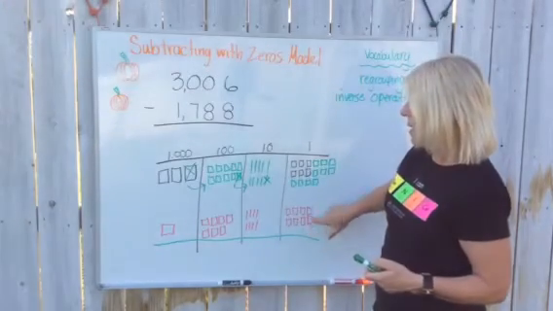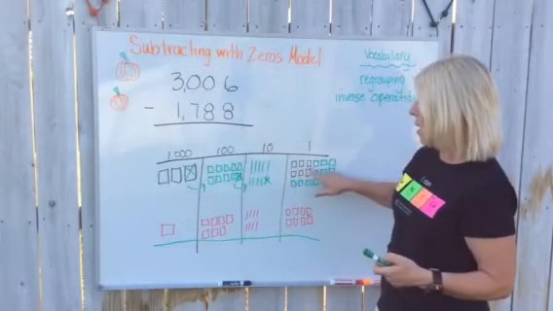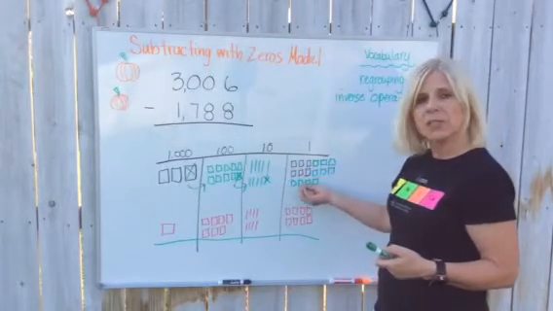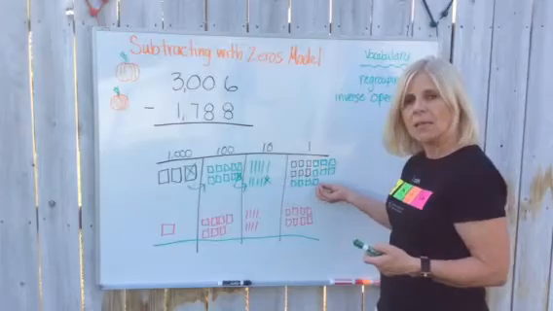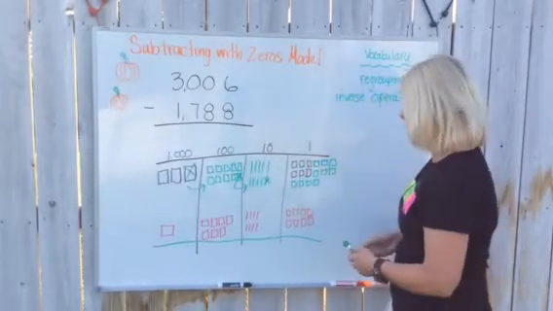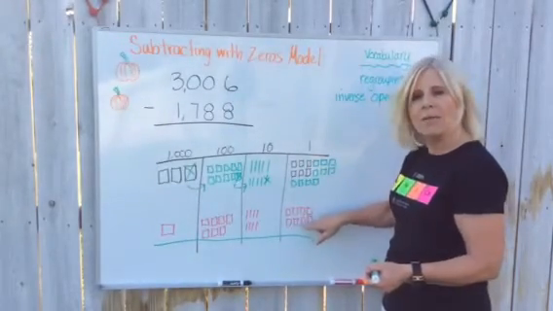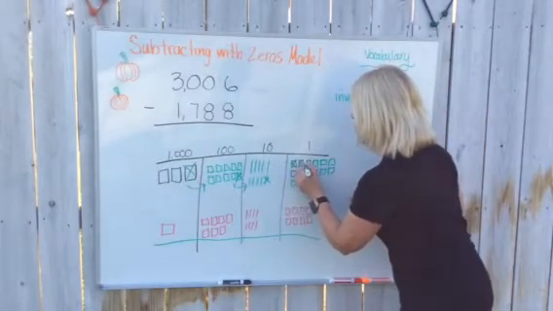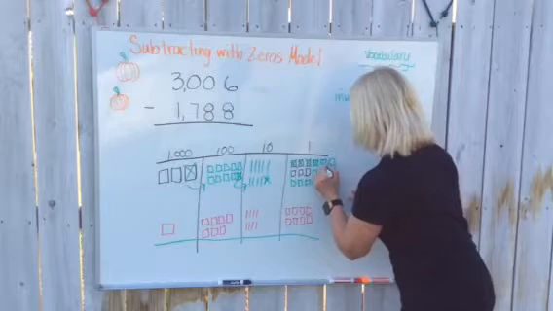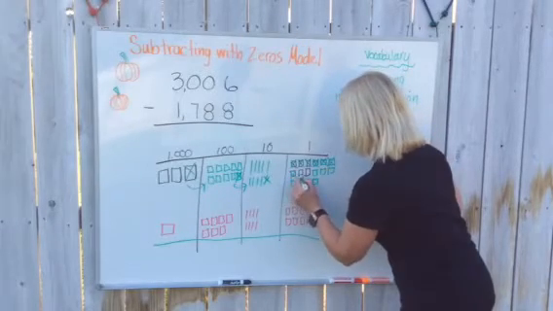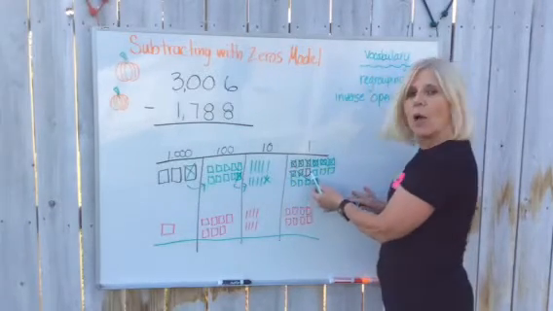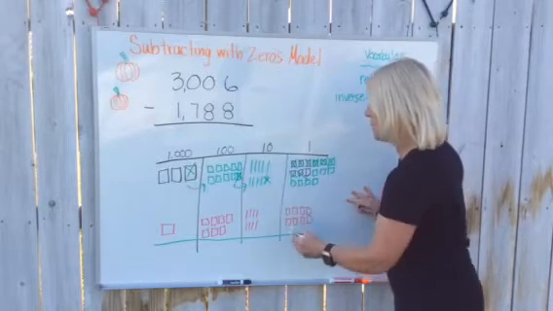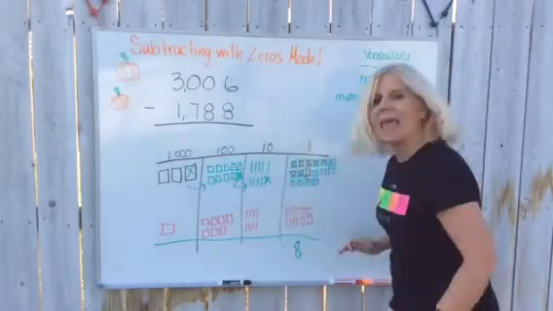Okay, so I have 8, and I'm going to subtract 8 from 16, essentially, because I took one of those 10s and I put it with the 6 I already have. So 6 and 10 is 16. So I want to cross out 8 of them because that's what I'm taking away. 1, 2, 3, 4, 5, 6, 7, 8. So then I count what I have left over. 1, 2, 3, 4, 5, 6, 7, 8. So my answer in the ones is 8.